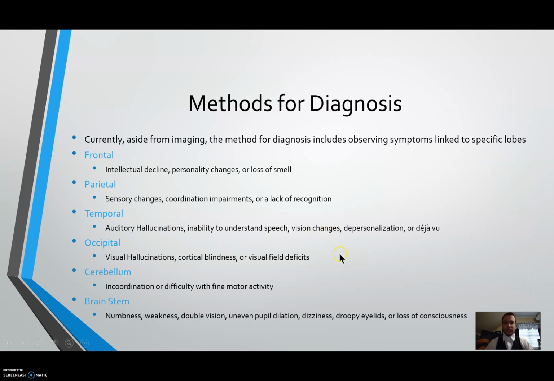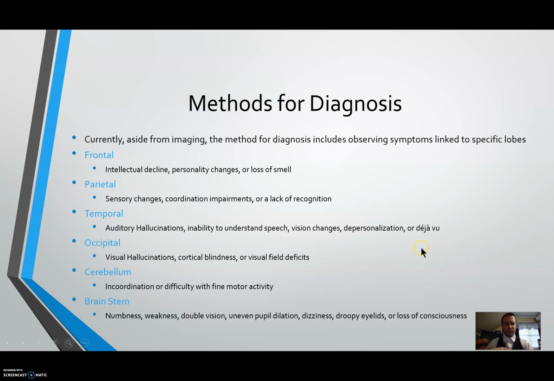So, methods for diagnosis. We're going to talk about the frontal, parietal, temporal, occipital, cerebellum, and brain stem, and what each of those locations mean for your symptoms. If it's a frontal, it's going to have an intellectual decline, personality changes, or a loss of smell even. Parietal is going to have a sensory change, coordination impairment, or a lack of recognition. Temporal, you're going to have auditory hallucinations, inability to understand speech, vision changes, depersonalization, or deja vu.